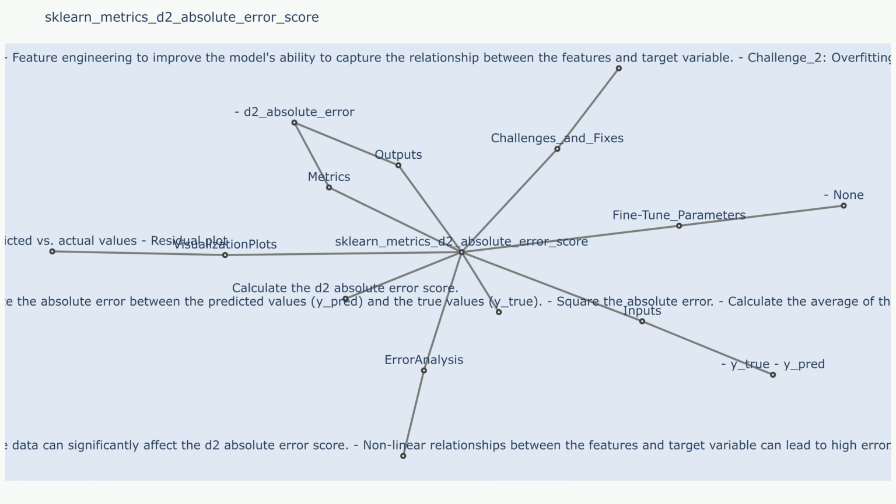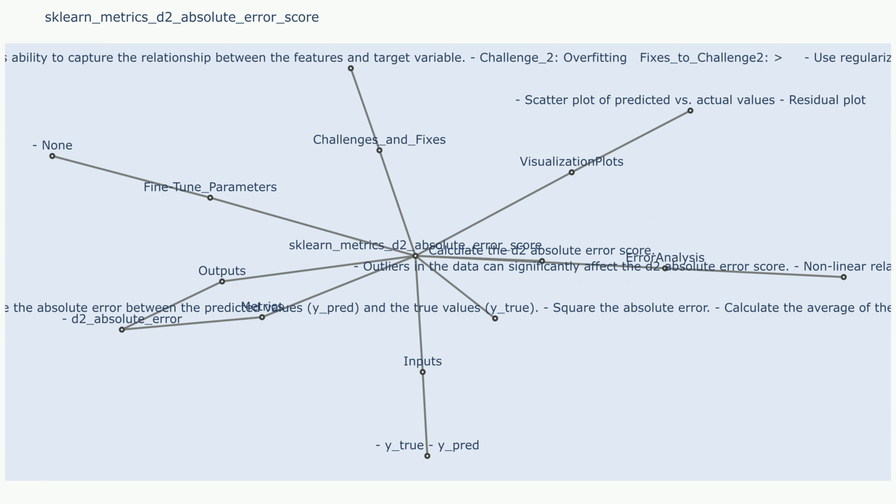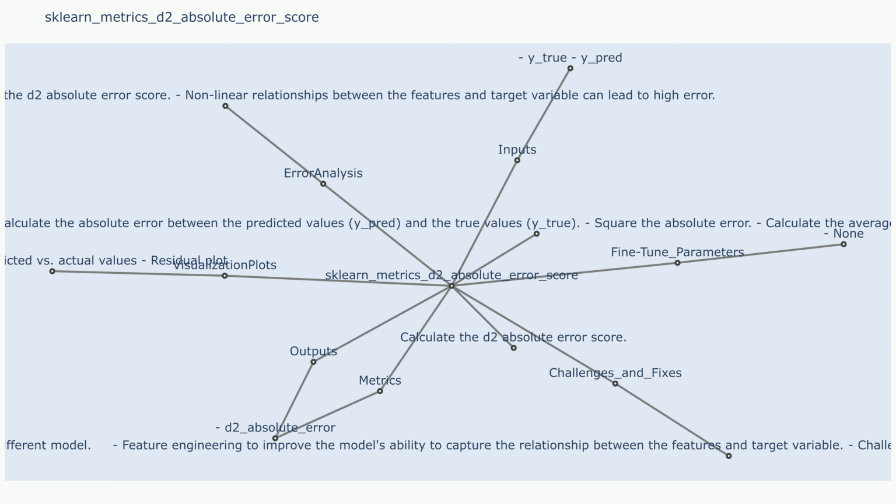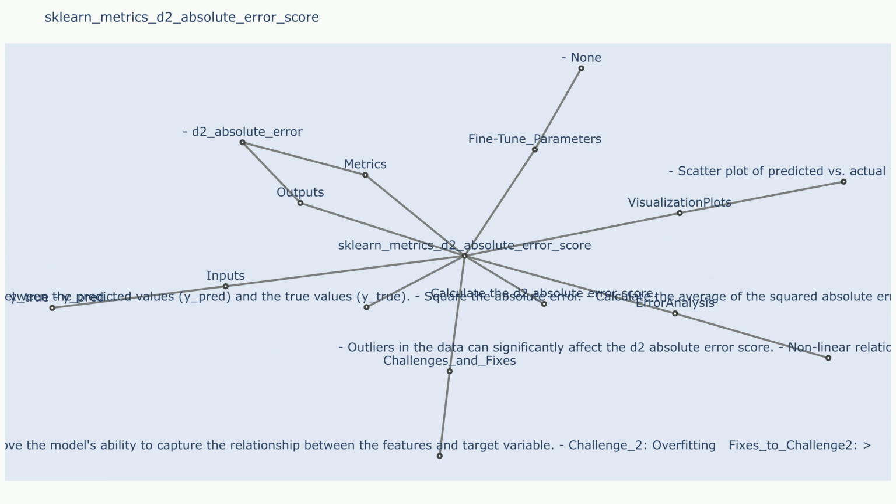Challenge 2: the D2 absolute error score is sensitive to the scale of the data. Sample use case that resulted in challenge 2: if the target values are on a very large scale, the D2 absolute error score can be very large even if the model is making relatively small errors.